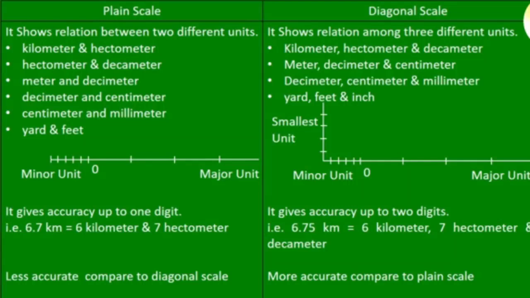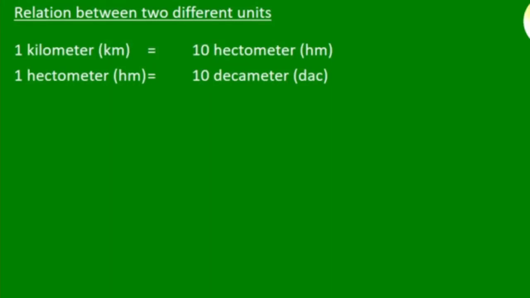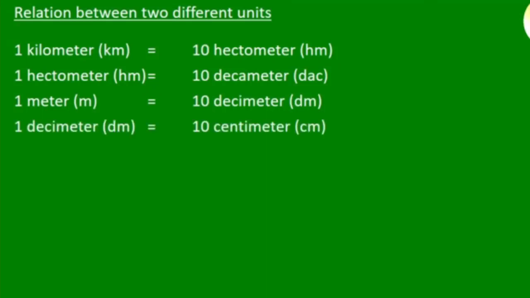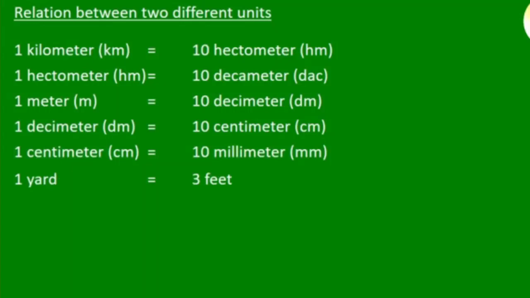Now we will see the units which are used, the relation between two different units, the conversion we may say. 1 kilometer is equal to 10 hectometers. 1 hectometer is equal to 10 decameters. 1 meter is equal to 10 decimeters. 1 decimeter is equal to 10 centimeters. 1 centimeter is equal to 10 millimeters. And 1 yard is equal to 3 feet. These are the different relationships between two different units.